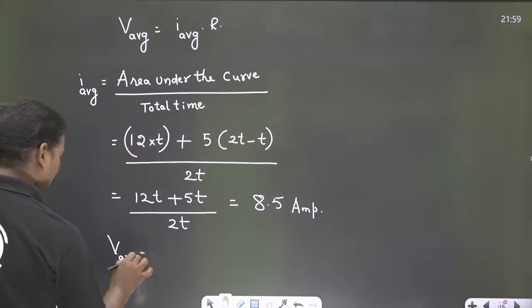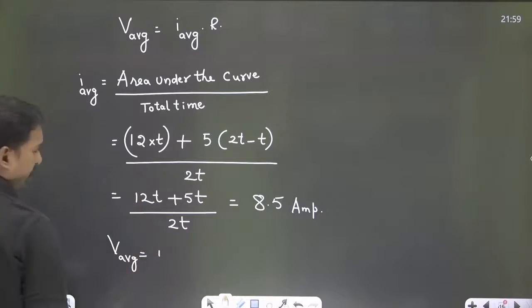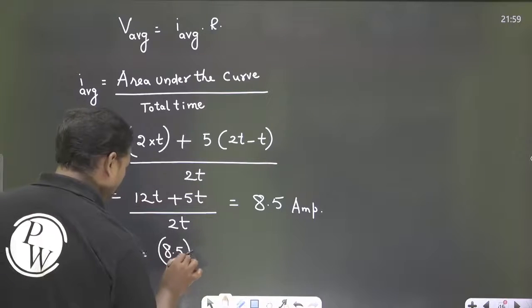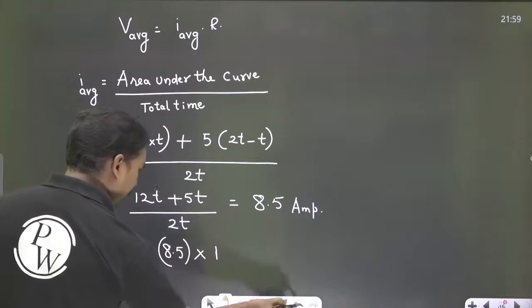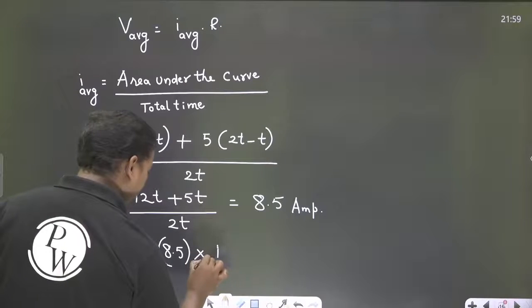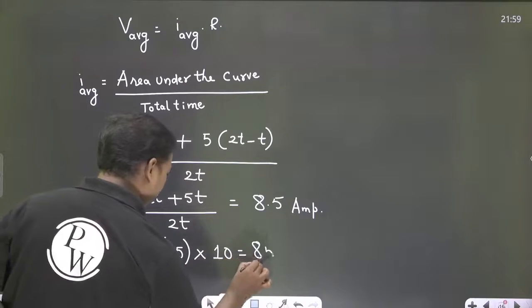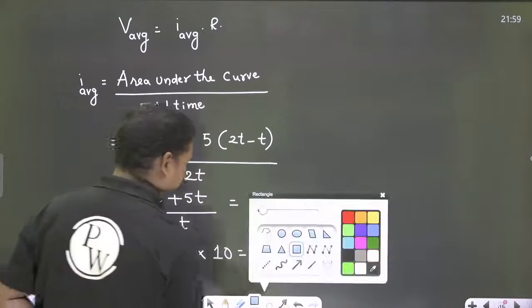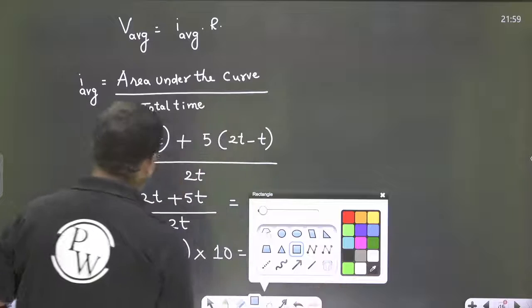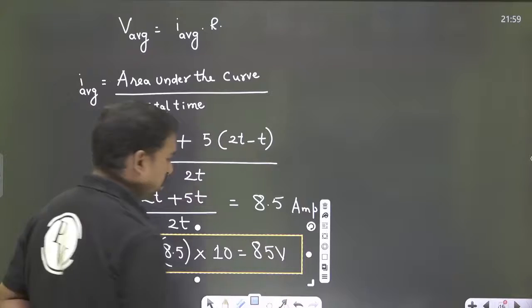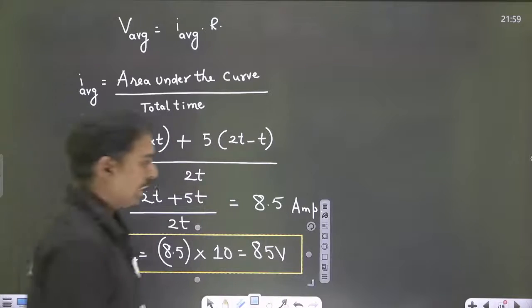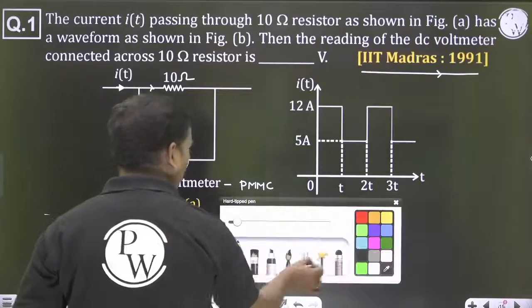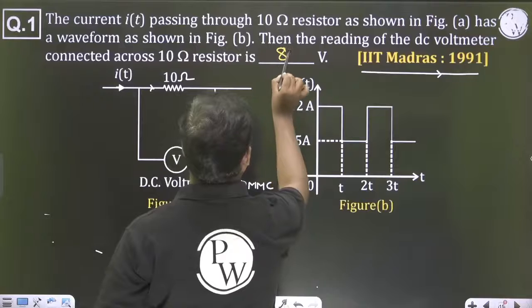Then we can calculate V average. V average is equal to I average into resistance, so 8.5 amperes into the resistance, which is 10 ohms. 85 volts is the right answer. It is a NAT type question. There are no options, so we have to give the exact answer. It is a fill in the blank question, so don't miss such types of questions. So the right answer here is 85.